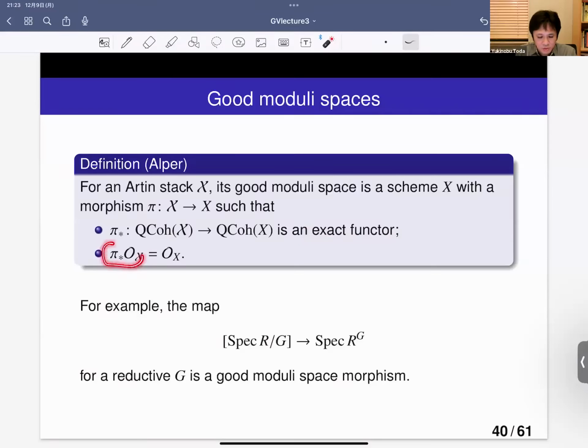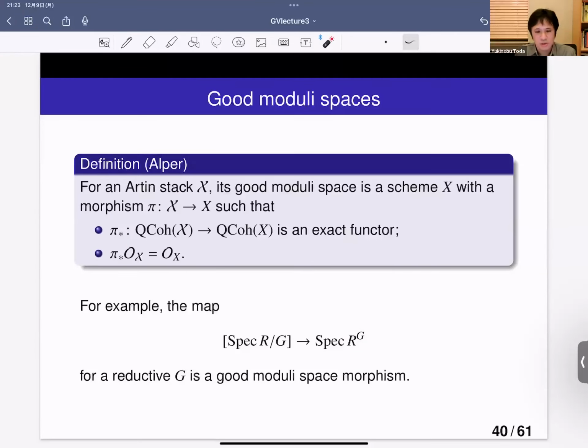And also the π lower star of the structure sheaf of this stack is isomorphic to the structure sheaf of the downstairs. For example, this map from Spec R over G to Spec of the invariant ring is in fact an example of a good moduli space.